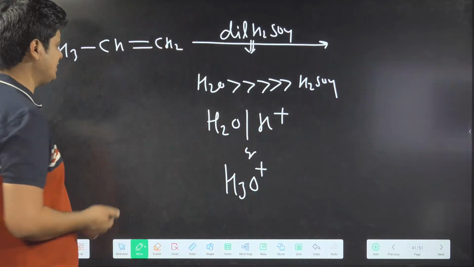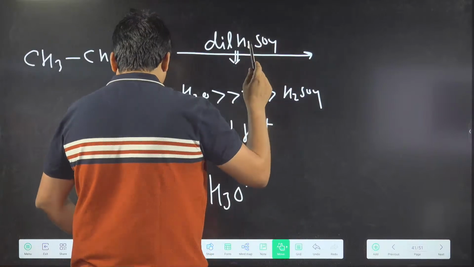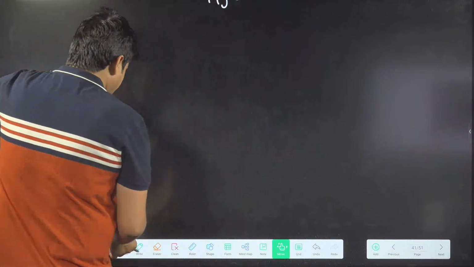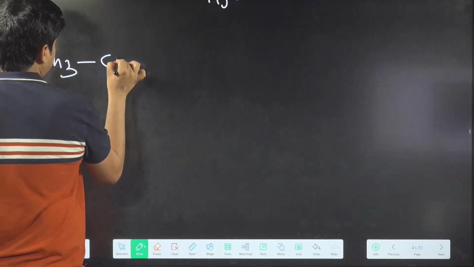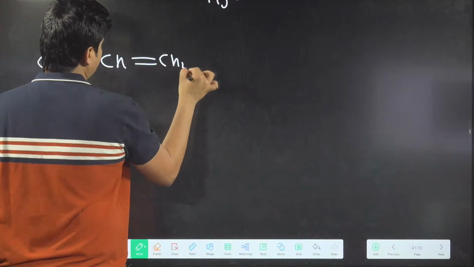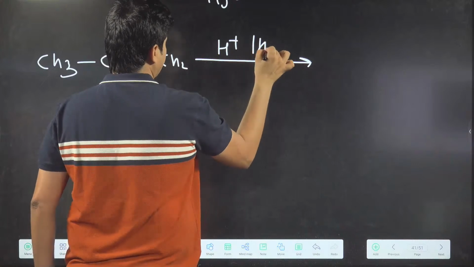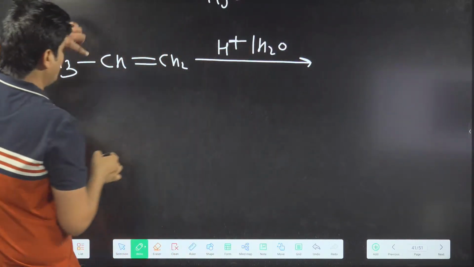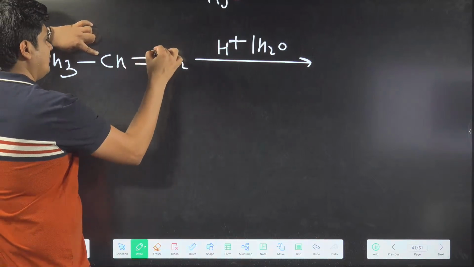Now what will happen after this? It is very easy. Once you know dilute sulfuric acid means actually it is the reaction of water, you can simply solve this reaction. You will say this is CH3 CH double bond CH2. They are giving dilute sulfuric acid. Immediately you can write H plus H2O. Now same logic, plus is stronger on this carbon. So what will happen? We have to break the bond like this.